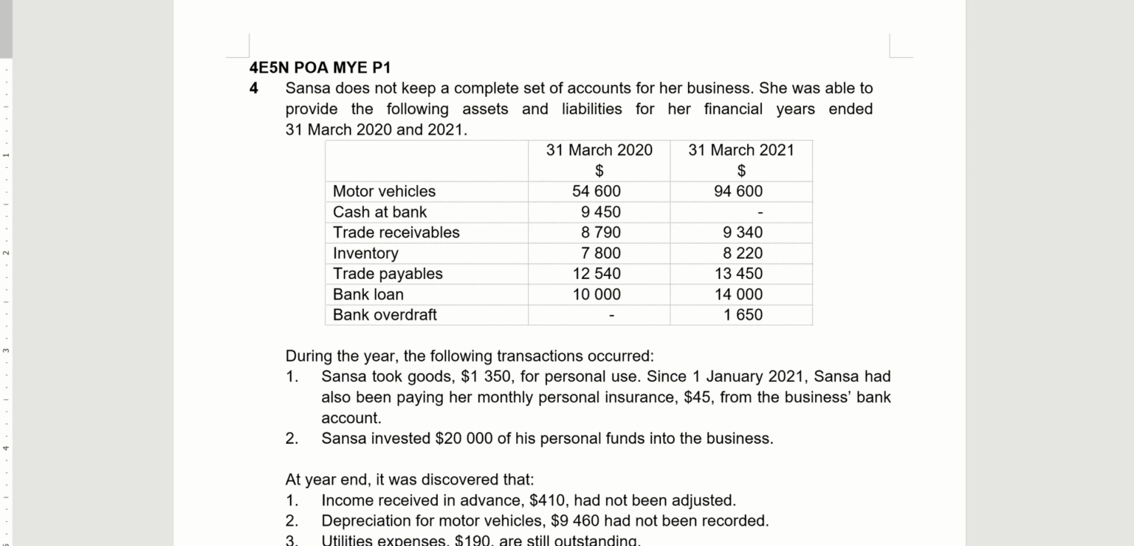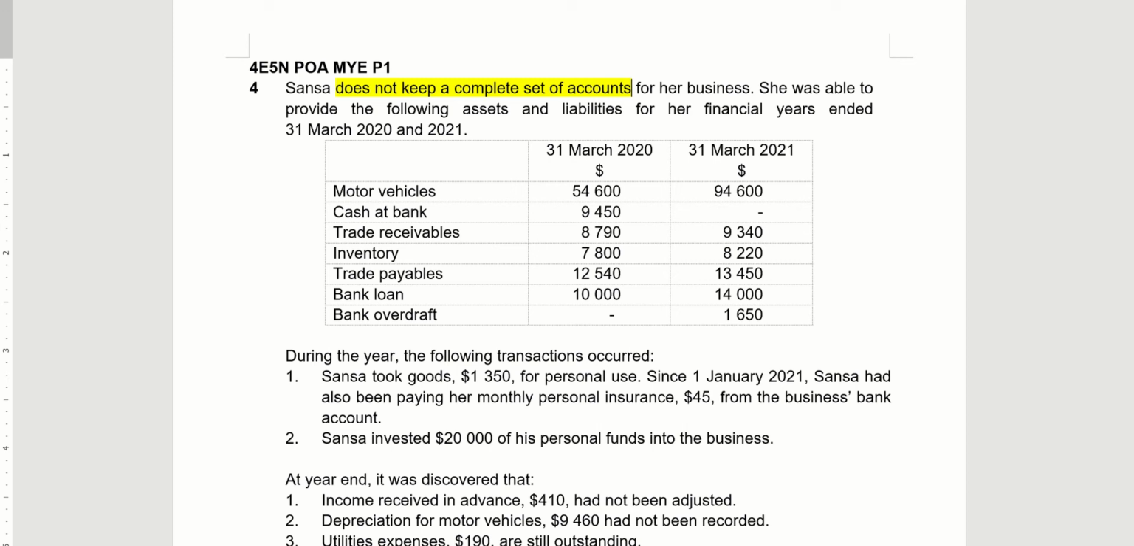Good morning, students. You are here because you want to listen to the explanation for the 4E5N POA mid-year exam, Paper 1, Question 4. Paper 1, Question 4 is basically an incomplete records question. How do you know it's an incomplete records question? They immediately tell you she does not keep a complete set of accounts. So when you see this line, you know that it's an incomplete records question.